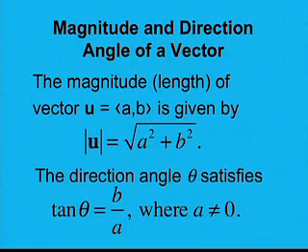Let's begin by looking at some basic concepts involving vectors. Magnitude and direction angle of a vector. The magnitude, which is the length of a vector u, which is equal to a comma b, is given by the absolute value of vector u, that is the magnitude of u, equals the square root of the sum a squared plus b squared. The direction angle theta satisfies the equation tangent of theta is equal to b over a, where a is not equal to 0.